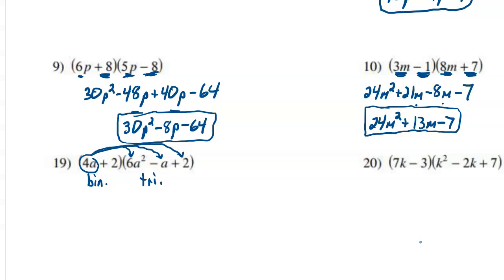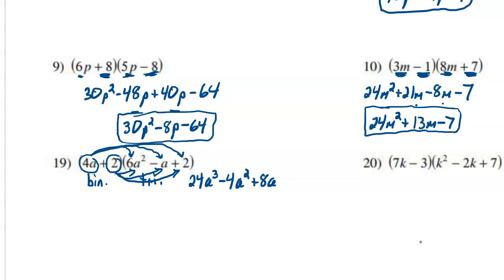When you get done doing that, move over to this term and distribute it to all 3 of the things in the trinomial. So this is an extension of FOIL, or another way to think of it, it is the distributive property. So 4a times 6a squared is 24a cubed. 4a times negative a is negative 4a squared. 4a times 2 is positive 8a.